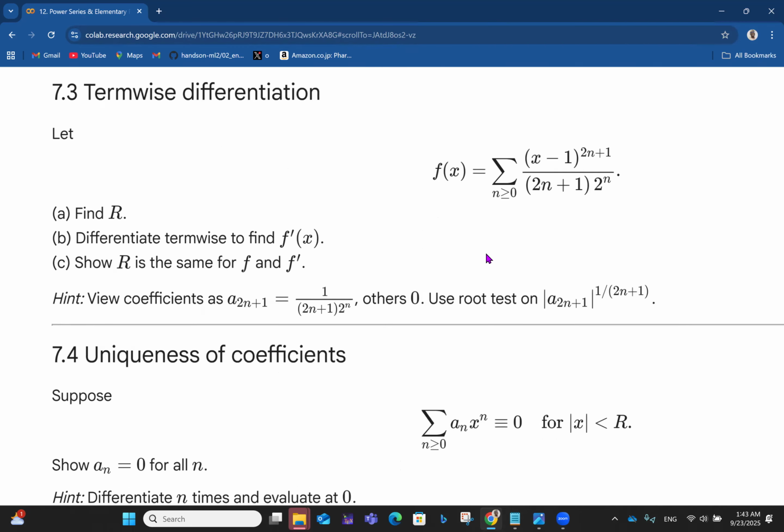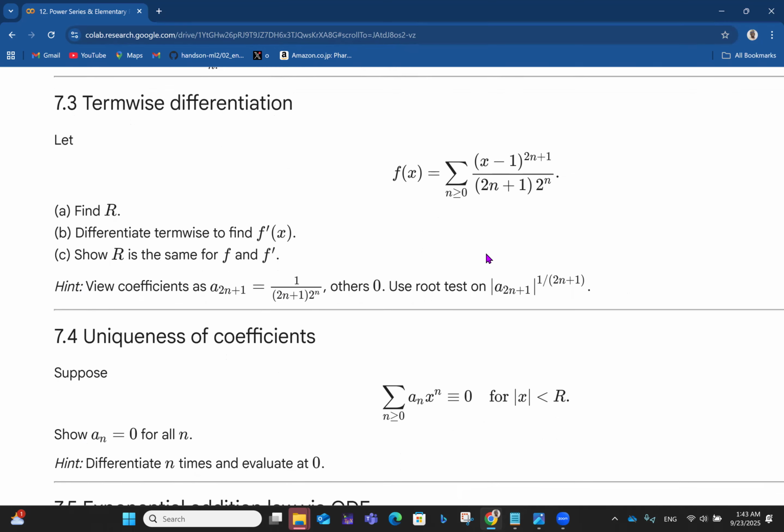So we have termwise differentiation. If you let f of x be the summation over n greater than or equal to 0 of x minus 1 raised power 2n plus 1 all over 2n plus 1 times 2 raised power n, you want to differentiate termwise to find f prime of x. You want to show R is the same for f and f prime. We've established that a lot, that the radius of convergence for the function and its derivative is the same. The hint is to view coefficients as a sub 2n plus 1, which is 1 over 2n plus 1 multiplied by 2 raised power n, and otherwise 0. So you can then use the root test, the absolute value of a sub 2n plus 1 raised power 1 over 2n plus 1. That can help.